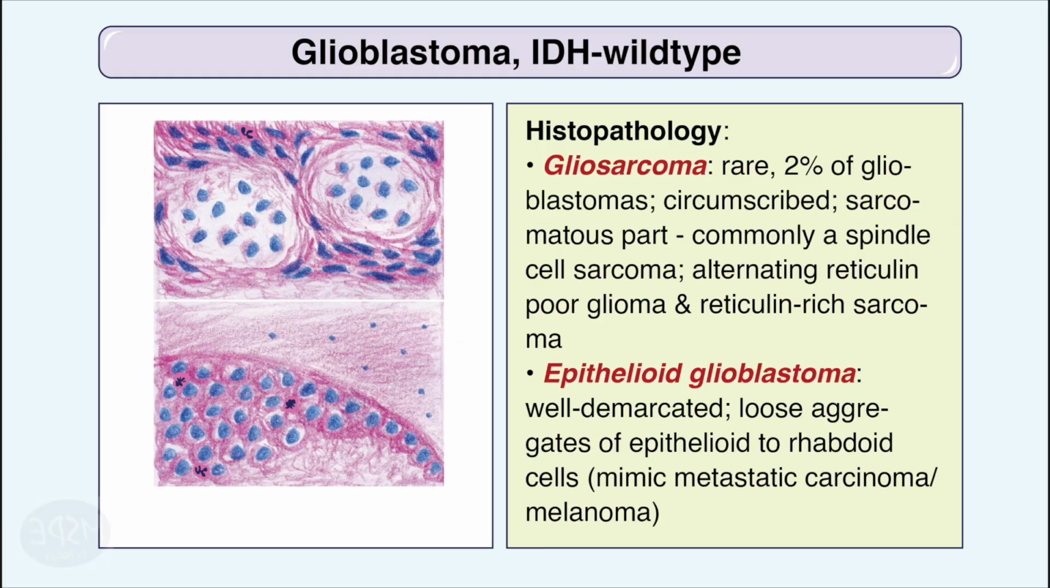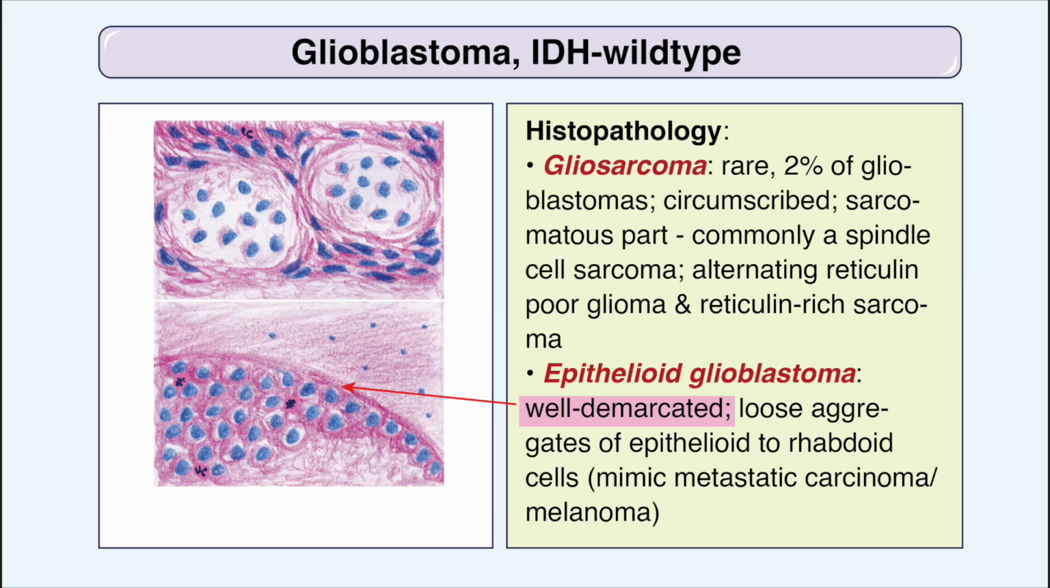Gliosarcoma is rare, accounting for 2% of glioblastomas. They are often a well-circumscribed mass due to high connective tissue content. Sarcomatous metaplasia is more common in IDH-wildtype glioblastoma than IDH-mutant astrocytoma. The sarcomatous component commonly demonstrates a pattern of a spindle cell sarcoma. Tumor may show alternating areas of reticulin-poor glioma and reticulin-rich sarcoma. Prognosis is very poor as compared to classic IDH-wildtype glioblastoma.